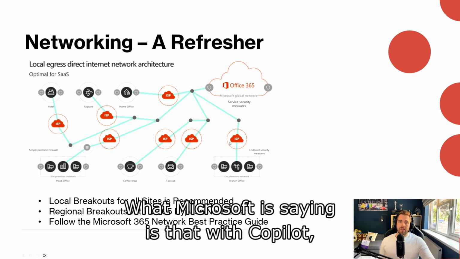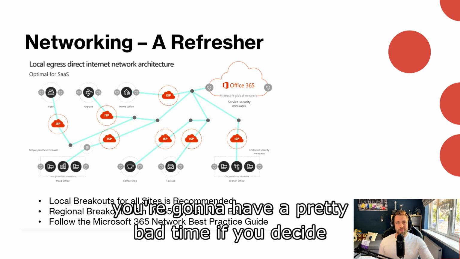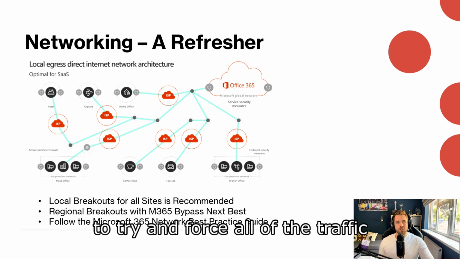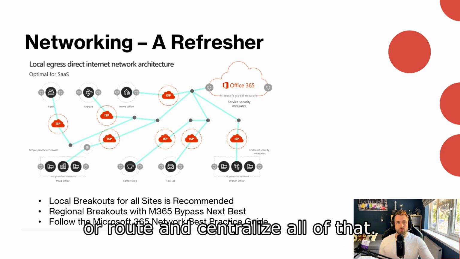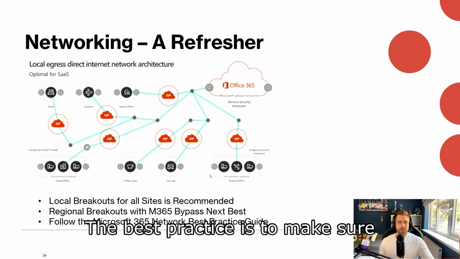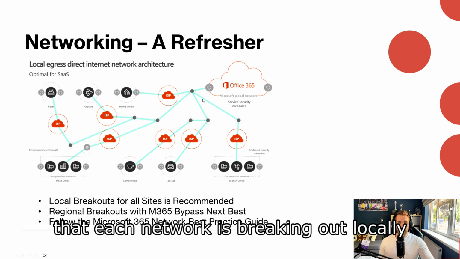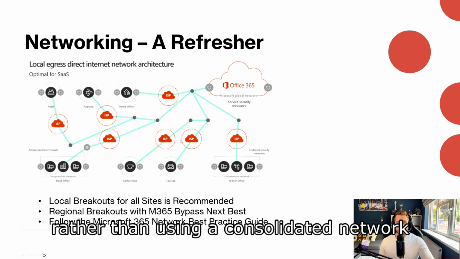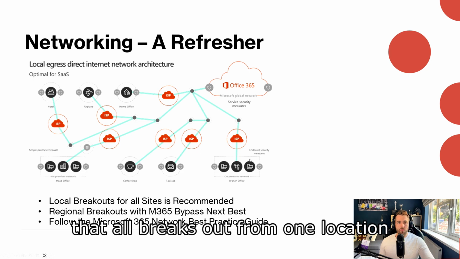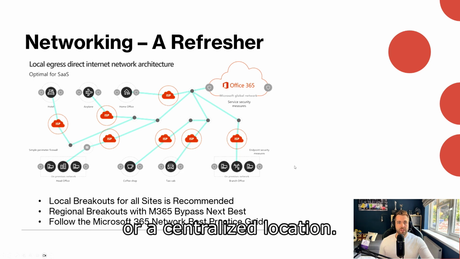What Microsoft is saying is that with CoPilot, you're going to have a pretty bad time if you decide to try and force all of the traffic to a particular region or through a particular route and centralize all of that. The best practice is to make sure that each network is breaking out locally via an internet service provider rather than using a consolidated network that all breaks out from one location or a centralized location.